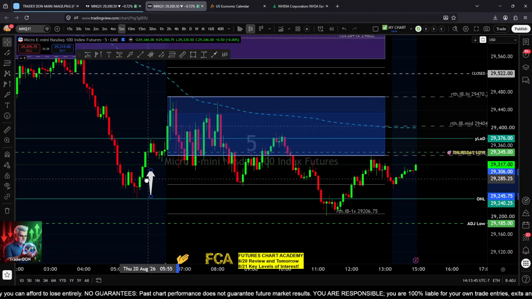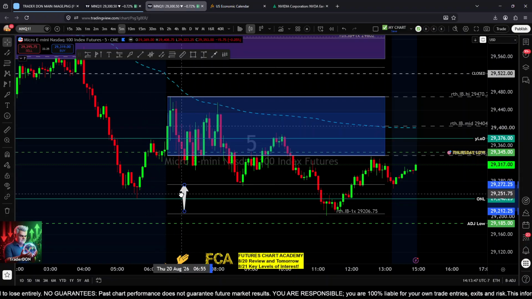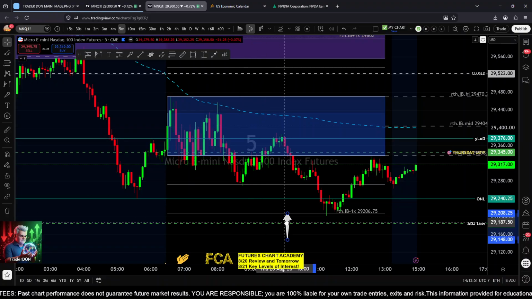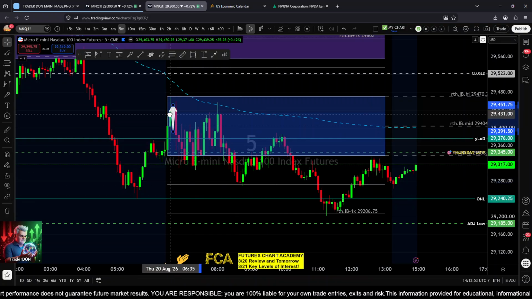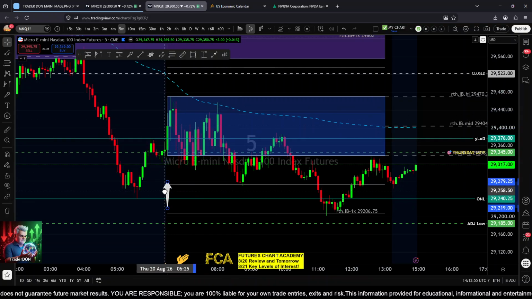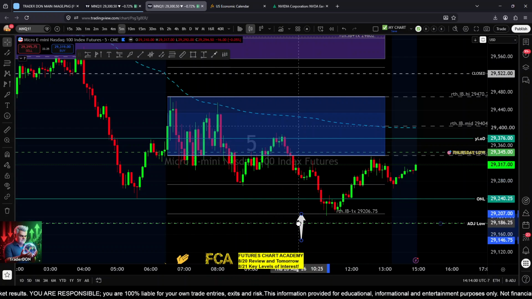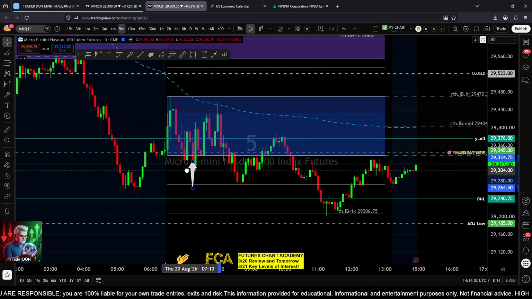And you have two different targets it automatically draws. It draws a 50% target right here, and it draws a 100% target right here. That is 50% of the distance of this blue box right here, and 100% of the distance of the blue box right there. See, we didn't really know what was going on.